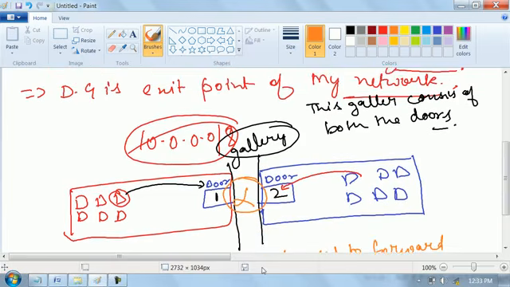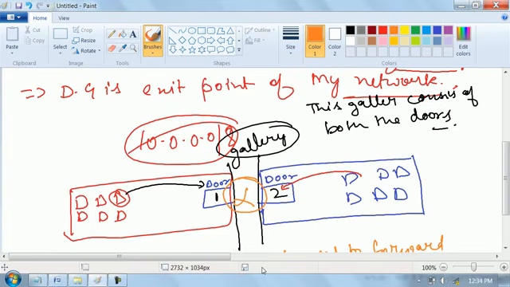Clear? Yeah. Now just tell me one more thing. See, what I told you, this is a gallery. How is this gallery making communication possible between these two rooms? Because this gallery already knows about both of the rooms. Agree or not? Yes. This gallery consists of both the rooms. That's why people can walk from one room to another room.